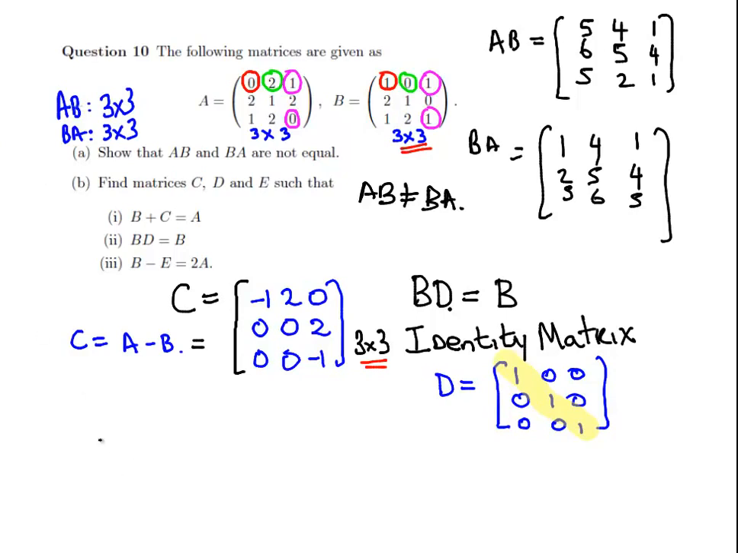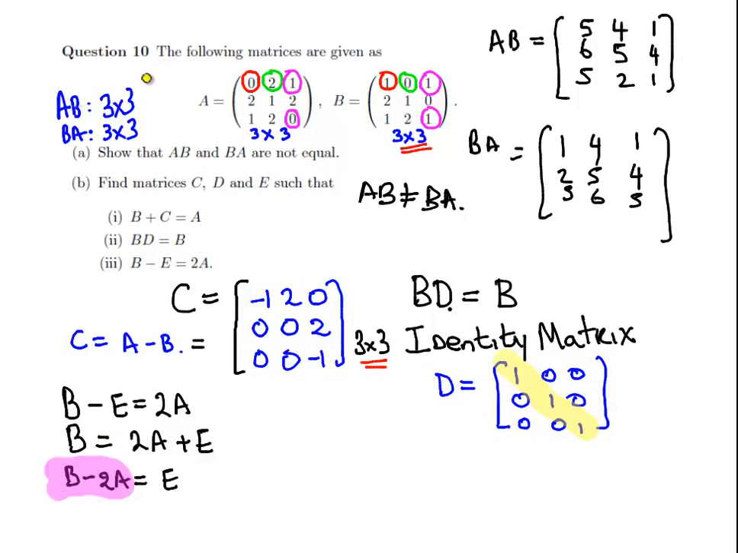The last one here is B minus E equals 2A. So here we have to do another bit of rearrangement of the calculation. So B minus E equals 2A. What we can do is rearrange this expression, add E to both sides. We have B equals 2A plus E. So if we add E to this side, we get plus E minus E, so they just cancel out. And now we can subtract 2A from both sides. B minus 2A is equal to E. So essentially what we have to do is calculate this here.